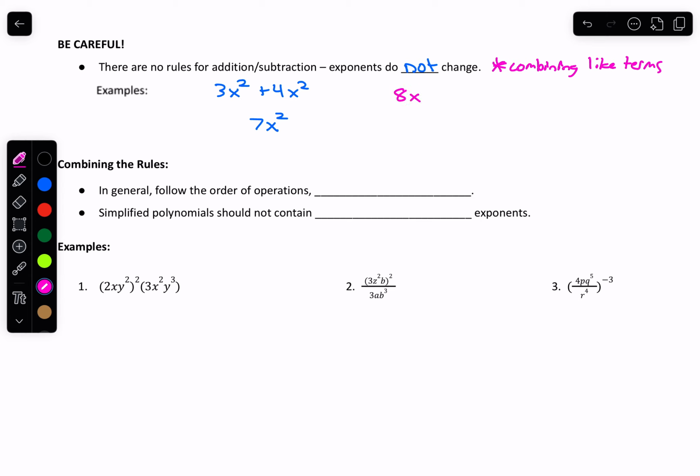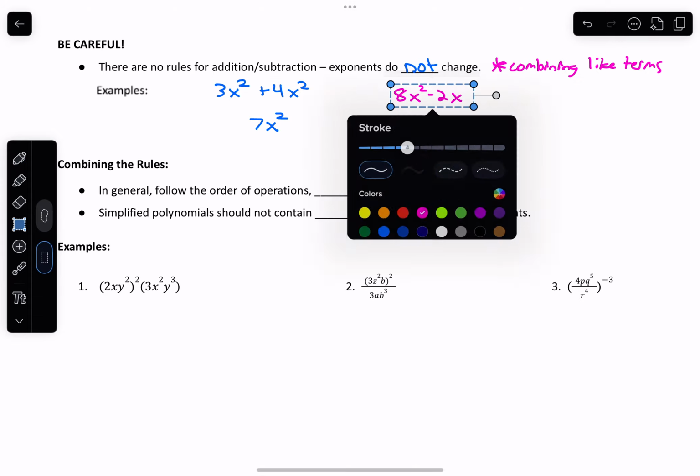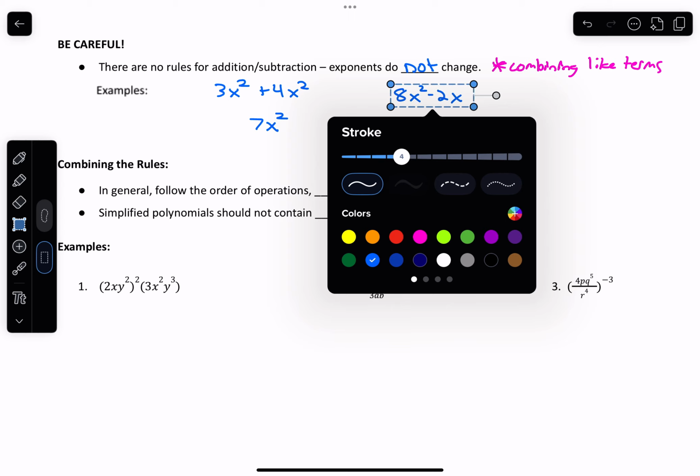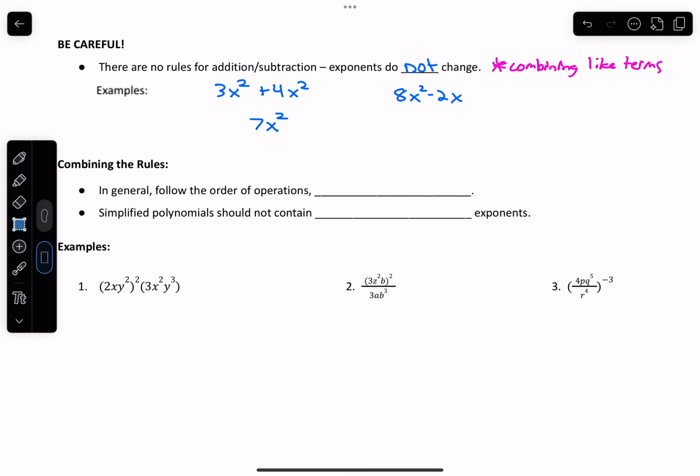Similarly, 8x squared minus 2x, we don't do anything to. We actually just leave those separately because those are not like terms. And so we would leave those as is, and we wouldn't do anything to them. So we just leave it. So I'm going to write leave it alone.